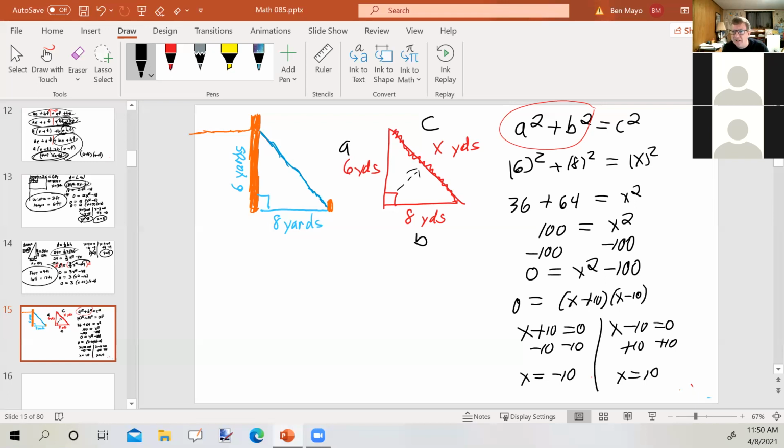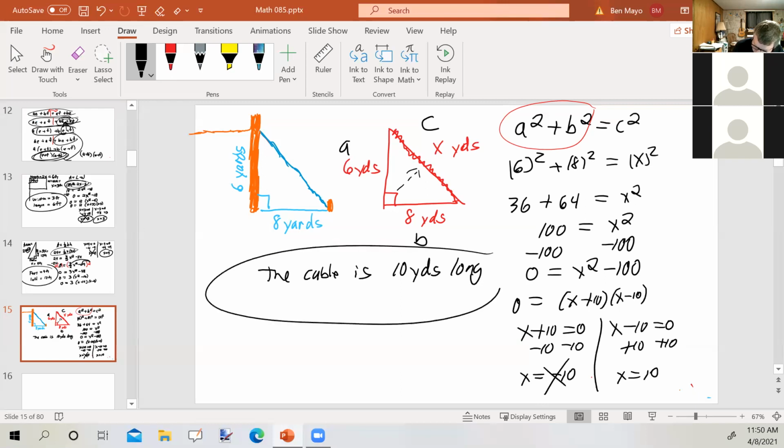Once again, X is a distance, so X can't be negative. X is 10 and the units are yards. So let's see, the question said, how long should the cable be? The cable is 10 yards long, and you could just say 10 yards. All right, any questions about that problem?